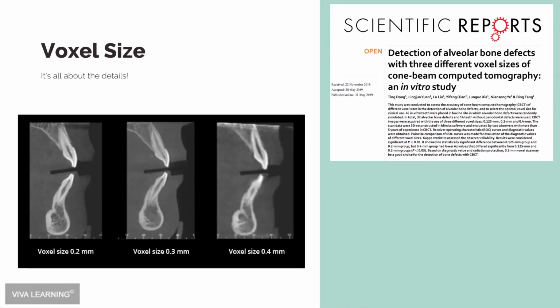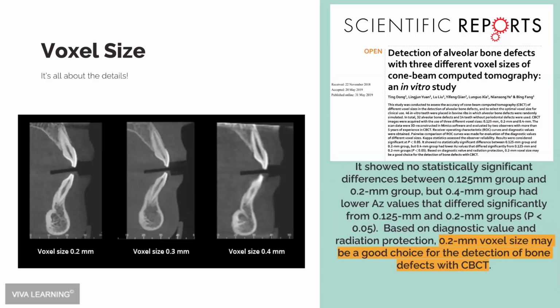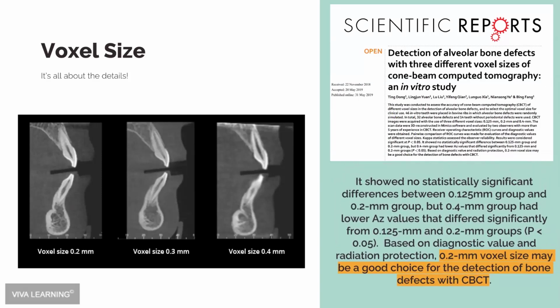Voxel size is the details you're going to be able to see, so essentially the slice thickness. What this study showed us was that at 0.2 millimeter voxels, that's kind of the limit; anything better than that, you're still seeing everything. In this study, they were looking at vertical bone defects. And so could you detect vertical bone defects at these different levels? And 0.2 millimeter voxel appeared to be the main differentiator.